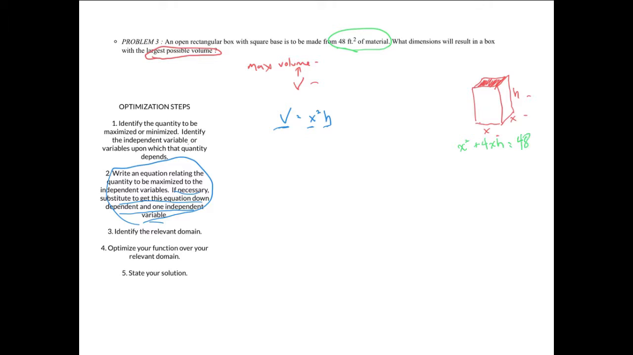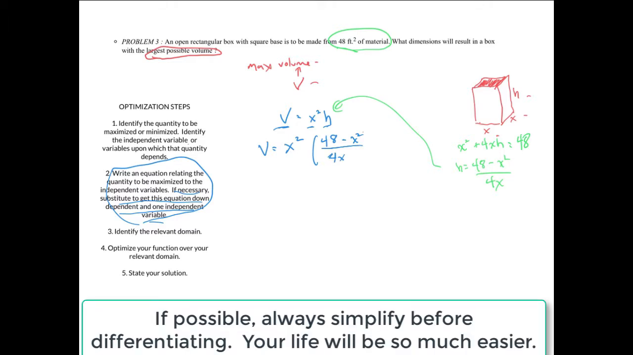Now I'm going to take this, solve it for one of the variables, and h looks like the most probable one here, and substitute it into the thing that I'm trying to maximize. So this would be 48 minus x squared all over 4x. And I could simplify that a little bit if I wanted to. I'm just going to plug it into the volume equation for h, and that will give me an equation where volume is expressed in terms of only one independent variable, which is x. Now, before I get all happy and start doing the next step by identifying the relevant domain, I'm going to go ahead and simplify this thing.